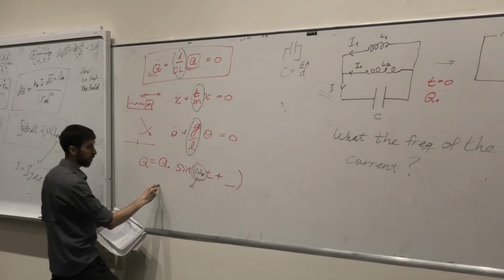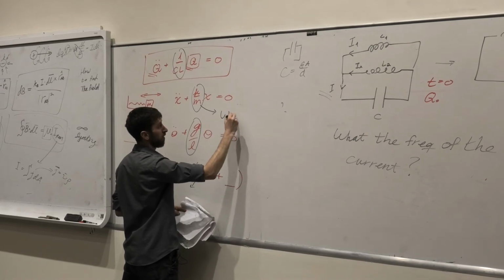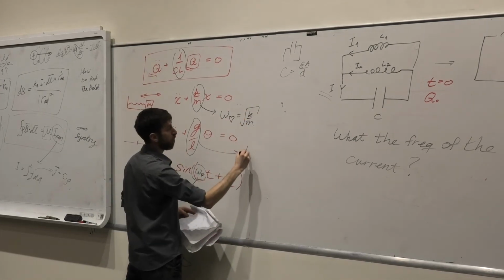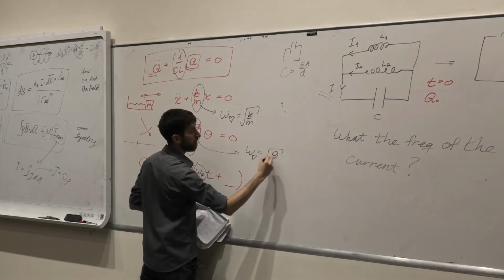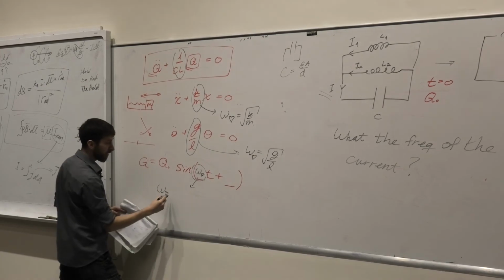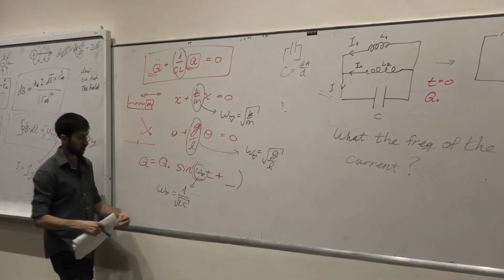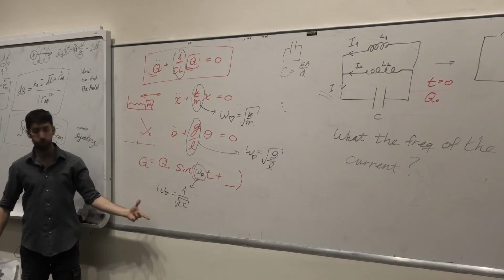Okay, so this is equal to what? In this case, omega equals the square root of k divided by m. In this case, omega equals the square root of g divided by L. And in our case, it's equal to this. That's what we have. So this is the frequency of this term.